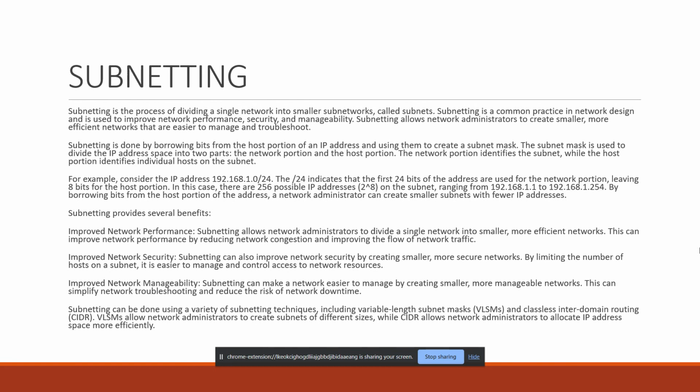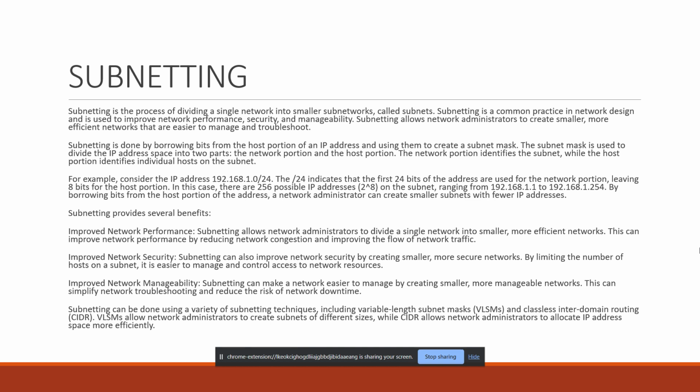For example, consider the IP address 192.168.1.0/24, where the slash 24 indicates the first 24 bits of the address are used for the network portion, and the remaining 8 bits are used for the host portion. In this case, there are 256 possible IP addresses, or 2 raised to 8, on the subnet, ranging from 192.168.1.1 to 192.168.1.254. By borrowing bits from the host portion of the address, a network administrator can create smaller subnets and fewer IP addresses.